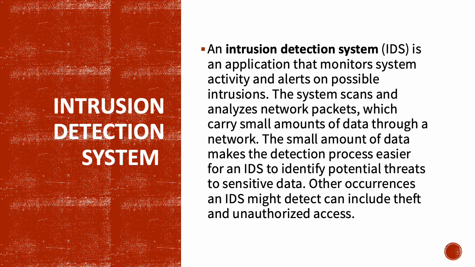IDS stands for Intrusion Detection System. It is an application that monitors system activity and alerts on possible intrusions. It's like a perimeter guard, right? Like a coast guard or somebody who stands at the border post. The system scans and analyzes network packets, which carry small amounts of data through networks. The small amount of data makes the detection process easier for an IDS to identify potential threats to sensitive data. So whether somebody's trying to infiltrate, which is access, or exfiltrate, which is steal, they can figure that out, right?